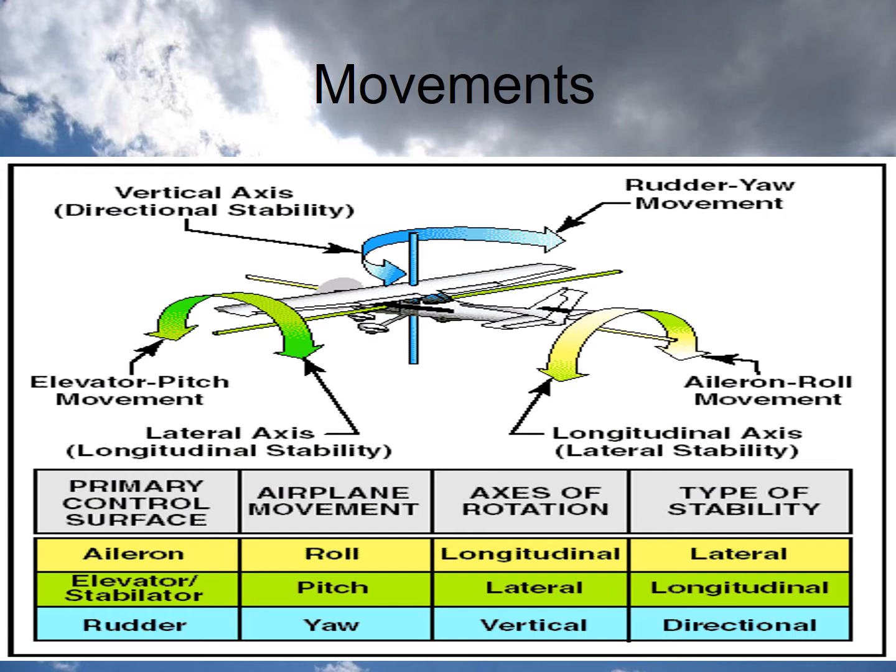For the elevator or stabilator, we have the pitching up and pitching down movement, which occurs along the lateral axis, and this is associated with longitudinal stability. For the rudder, we have aeroplane movement which is yaw to the left or yaw to the right, which acts along the vertical axis, and the associated stability is directional stability.